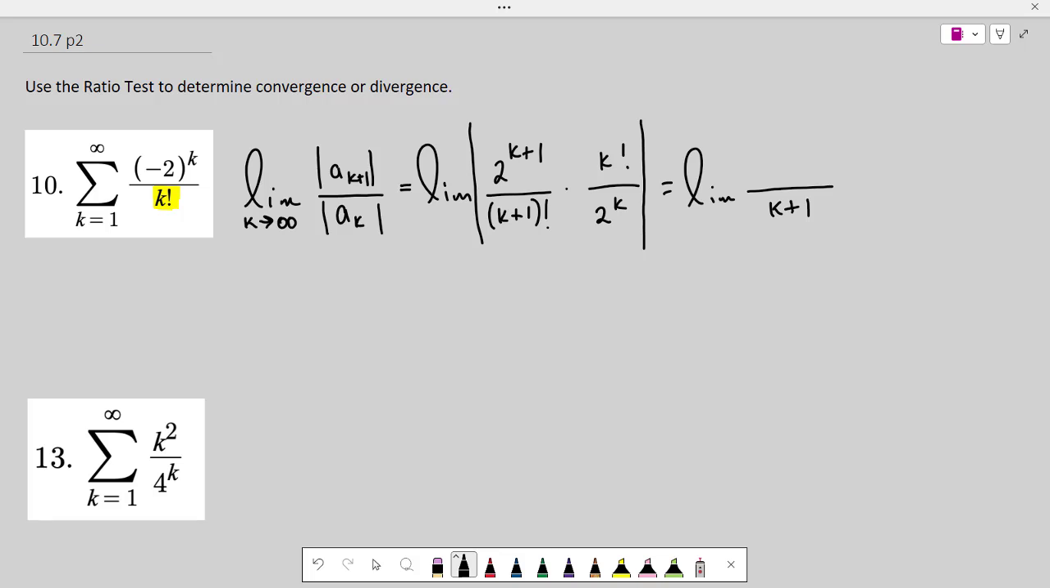And then how many 2's are left? Just a 2 in the numerator. Because we have one extra 2 up top. We have k of them down below, but up here we have k plus 1 of them. So there's one extra 2 up top. And what is this limit? 0?